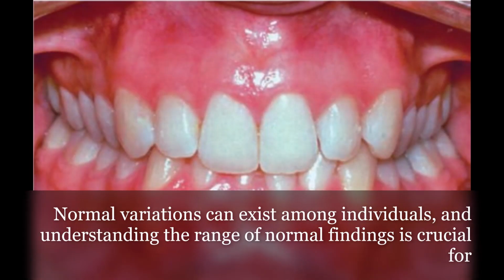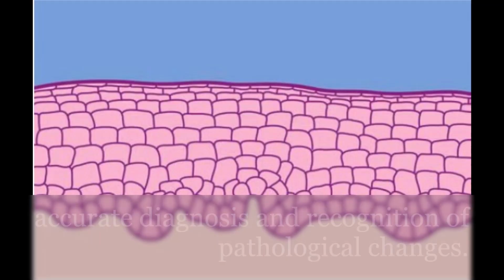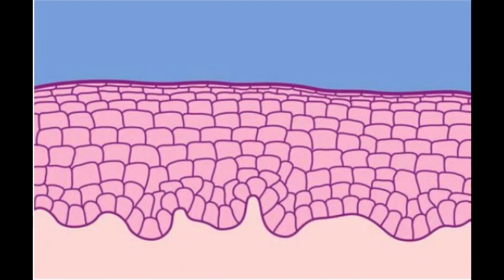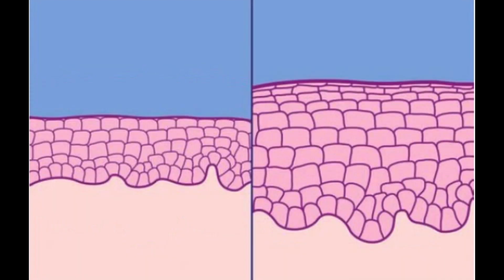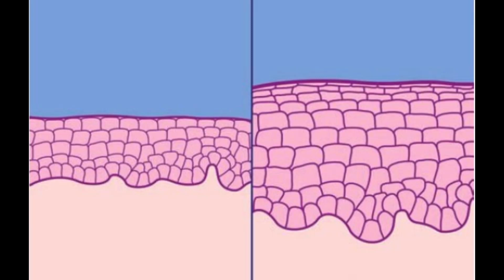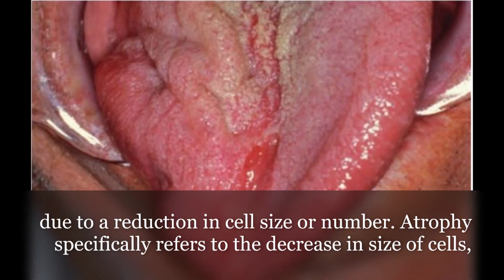Normal. The term normal refers to an anatomic site or tissue that lacks significant deviation from the average or standard appearance. Normal variations can exist among individuals, and understanding the range of normal findings is crucial for accurate diagnosis and recognition of pathological changes.